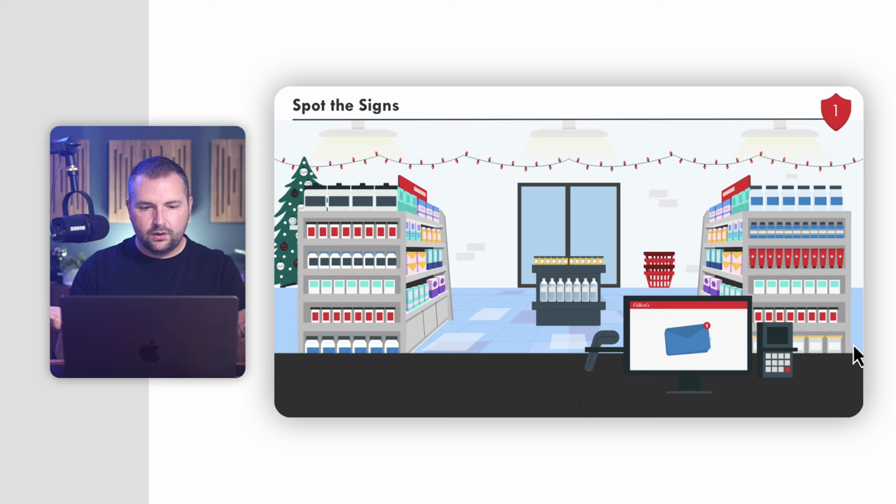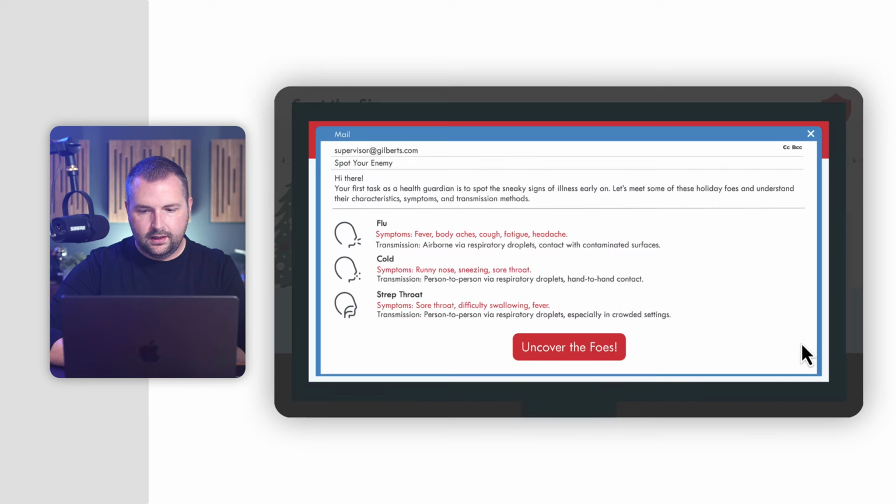And we're here in the store. And the first thing we get is an email. I love this sort of interaction. So I'll go ahead and click the email here. And we have an email from our supervisor on spotting the enemy. Hi there. Your first task as a healthy guardian is to spot the sneaky signs of illness early on. Let's meet some of these holiday foes and understand their characteristics, symptoms, and transmission methods.